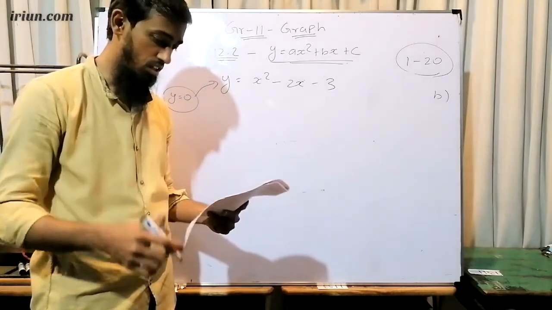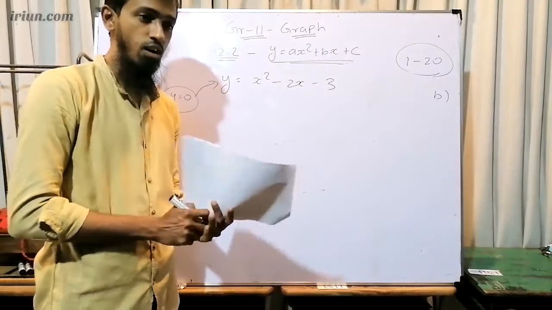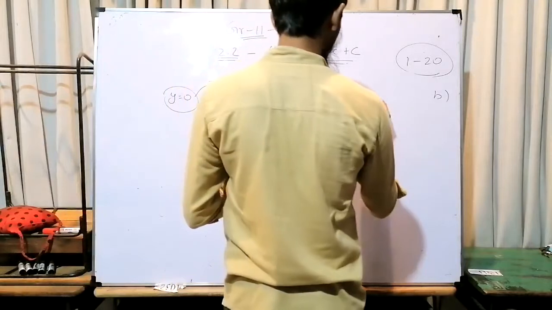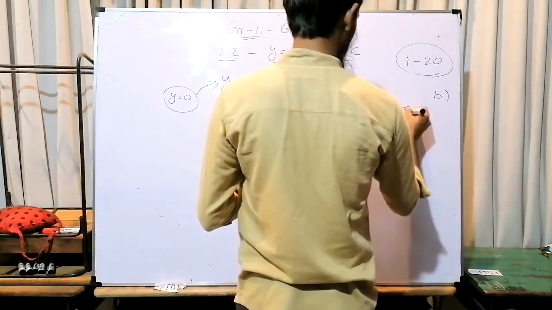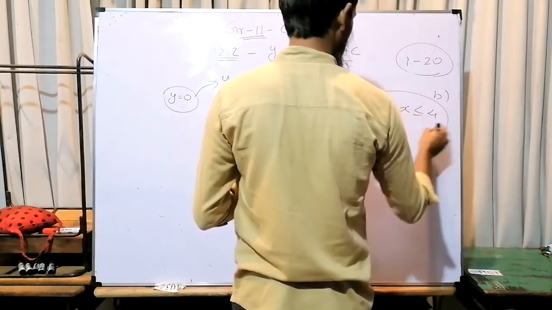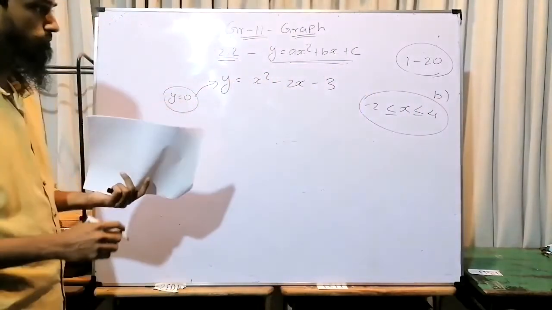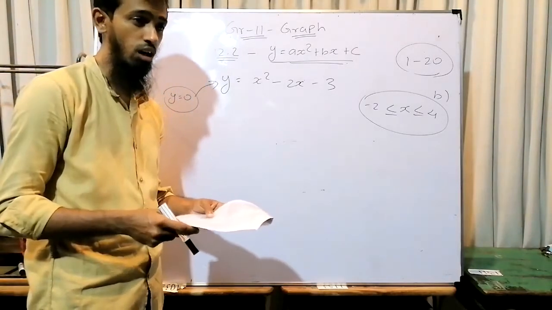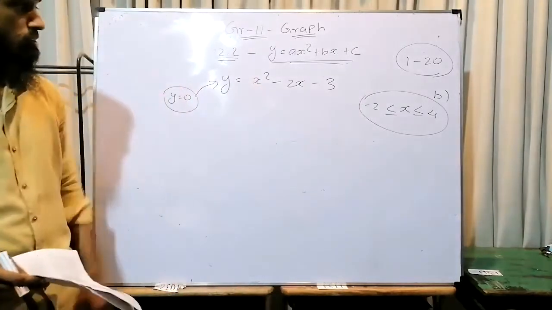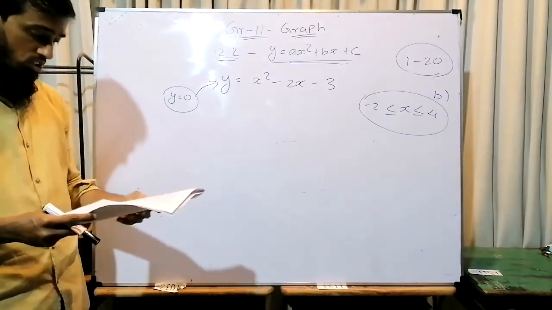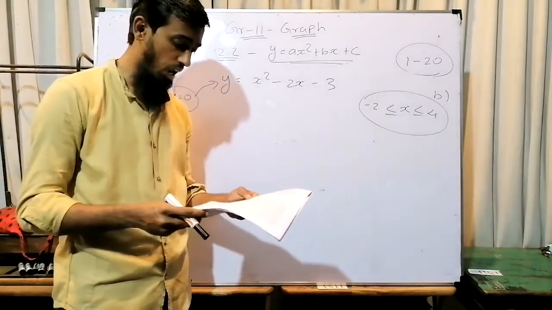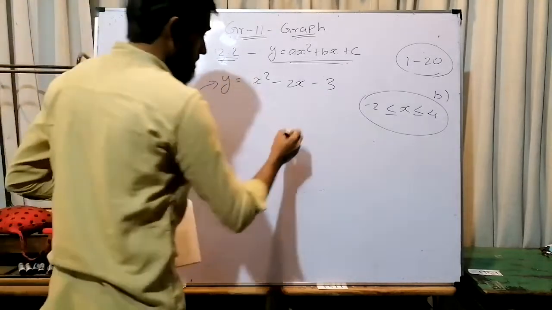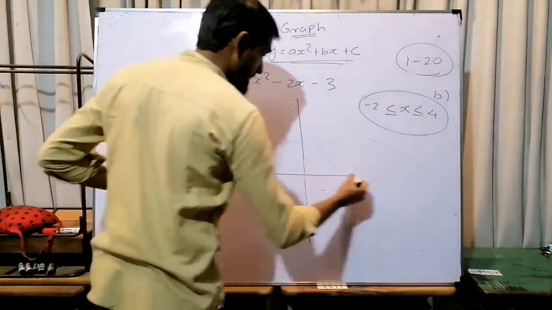Okay, so we have a graph here. They already found the coordinates. The range of x is given as -2 to 4. So we know how to find the values of y by substituting x. So we are going to discuss the graph. Before we go to the graph, we need to recall how to find the range.